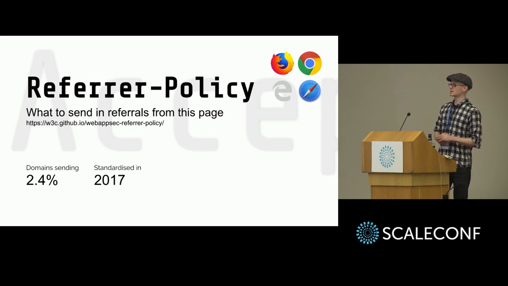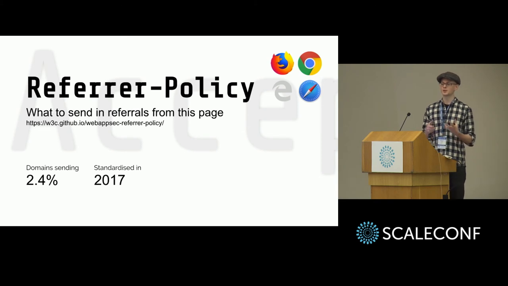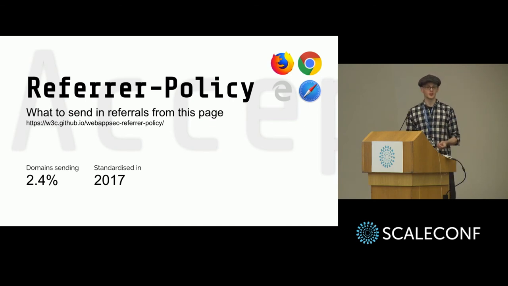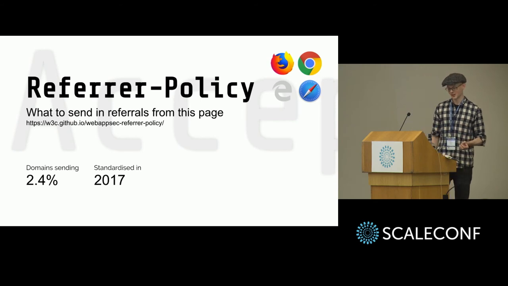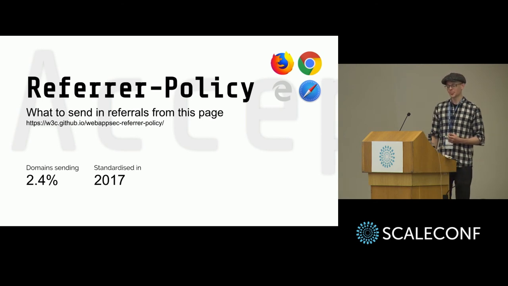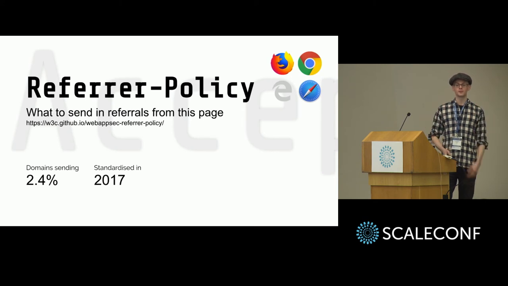Referrer policy is slightly different to some of these other security headers in that rather than trying to secure your own website, this is about trying to avoid leaking data to other websites. So since the very beginning of the web, we've had the referrer header. In fact, we've been misspelling the referrer header. And this is still the case today. Fortunately, referrer policy is correctly spelled. And it determines how much of the URL to include in the referrer header.